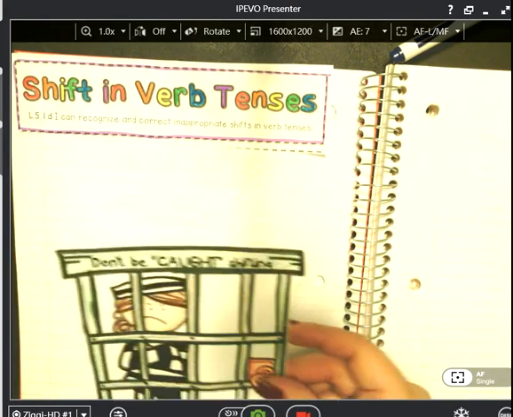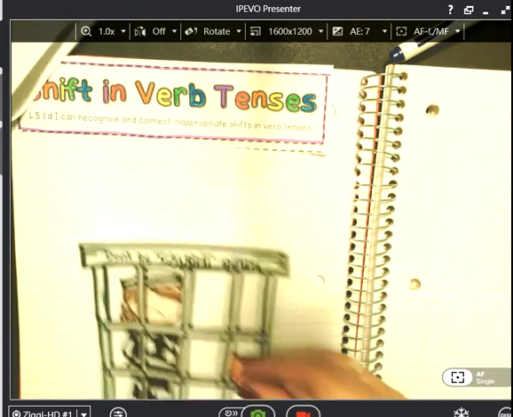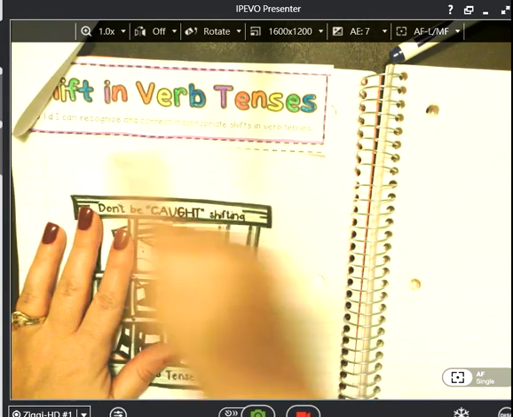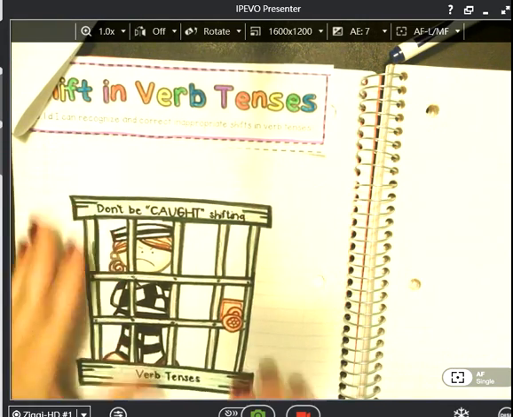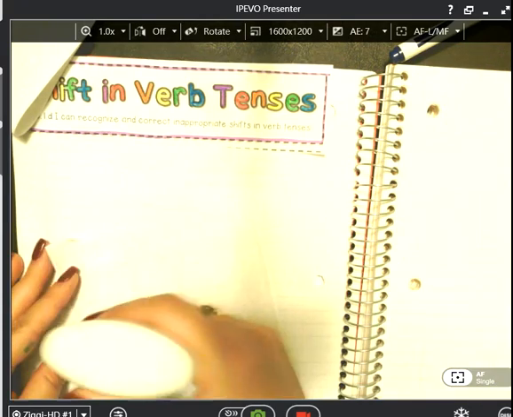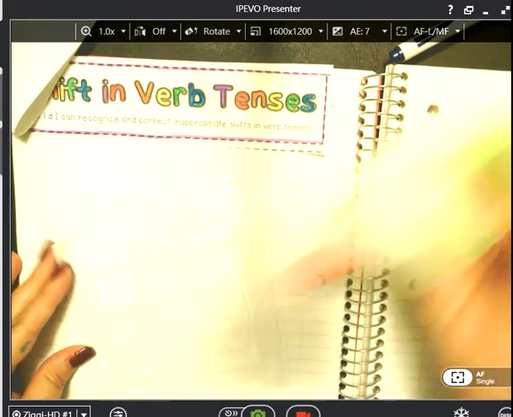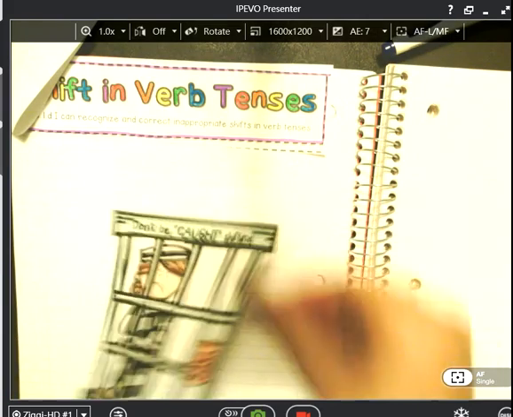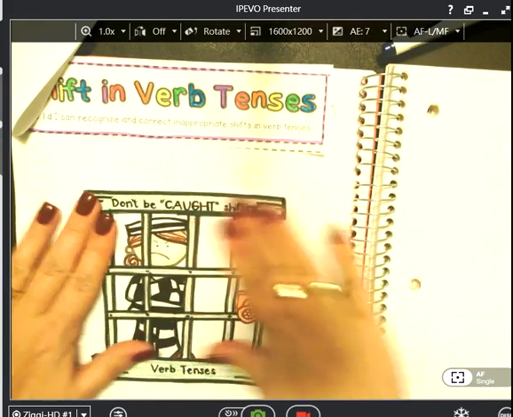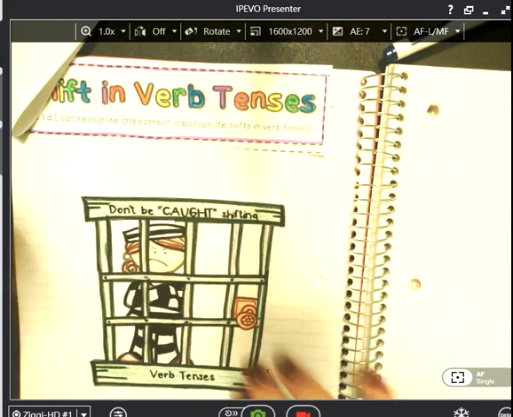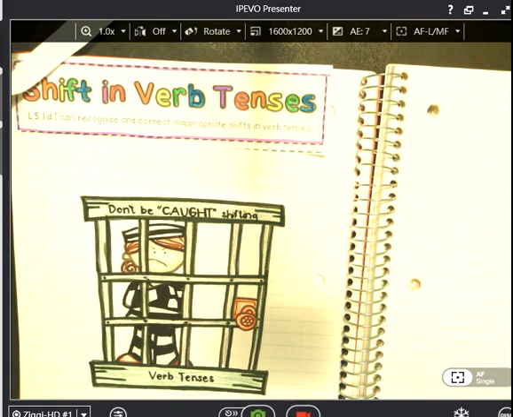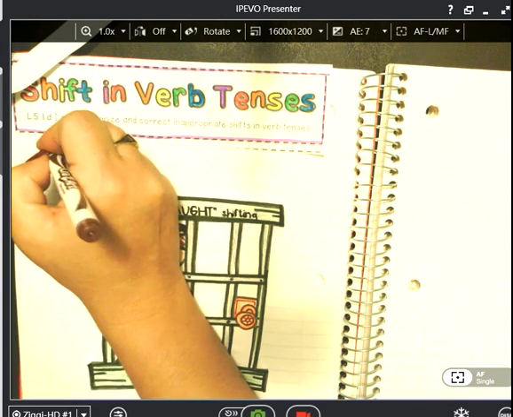Okay, so you're going to take this part and you're going to put it right in the middle of the page so that you have some lines up here and some lines down here to write. So we'll glue this down. And one of the things that you're going to want to say is the tense of a verb shows the time when the action takes place. Okay? So that's going to be written up here.